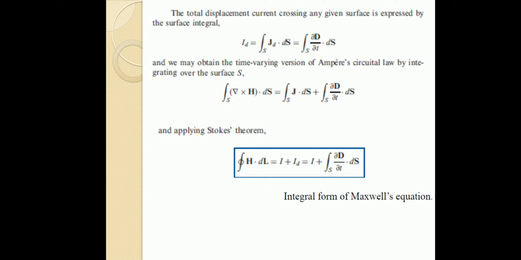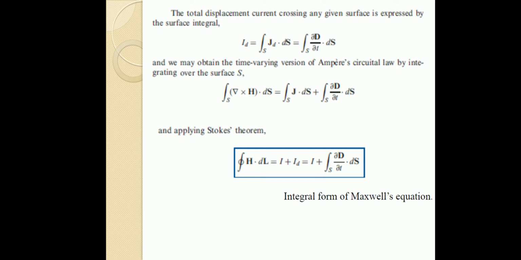Next we apply Stokes theorem. According to Stokes theorem, the surface integral of the curl of any vector is the line integral. So you will get the line integral of H dot dl equal to the surface integral of J dot ds plus the surface integral of dou D by dou t dot ds, where the surface integral of J dot ds is called I itself. So you can write the line integral of H dot dl equal to I plus the surface integral of dou D by dou t dot ds. And this equation is called Maxwell's fourth equation in integral form.